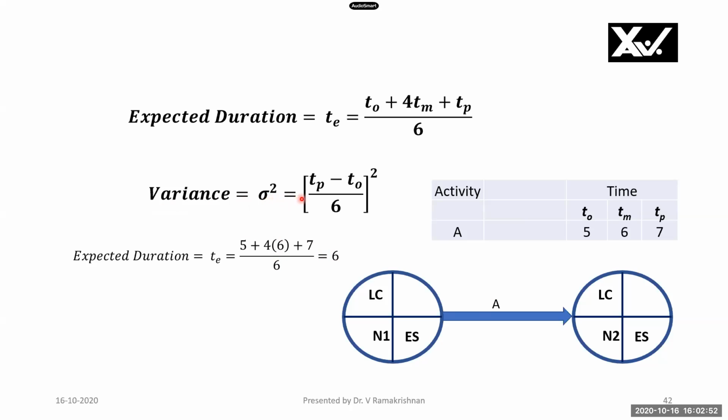Similarly, variance we can find out. TP is 7, TO is 5. 7 minus 5 is 2, 2 by 6 is 1 by 3. 1 by 3 whole squared is 1 by 9. We'll put this expected duration along with activity A here. Similarly, we'll find out the expected durations for all the activities.